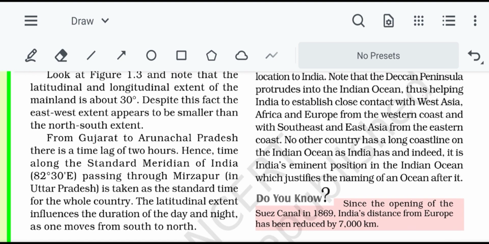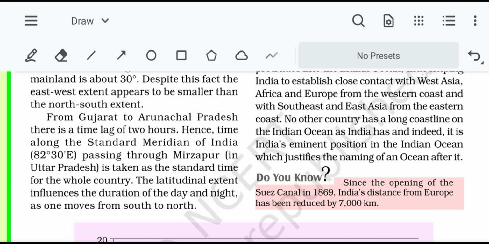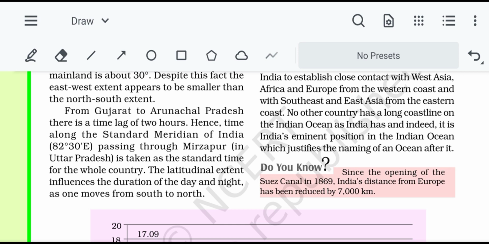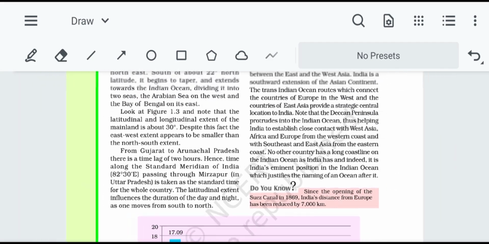The easternmost state of India is Arunachal Pradesh and the westernmost state of India is Gujarat. So the time difference between Gujarat and Arunachal Pradesh is almost 2 hours. From Gujarat to Arunachal Pradesh there is a time lag of 2 hours, hence the standard meridian passes through मिर्ज़ापुर. जो स्टैंडर्ड टाइम लाइन है वो मिर्ज़ापुर से निकलती है. The latitudinal extent influences the duration of day and night as one moves from south to north.